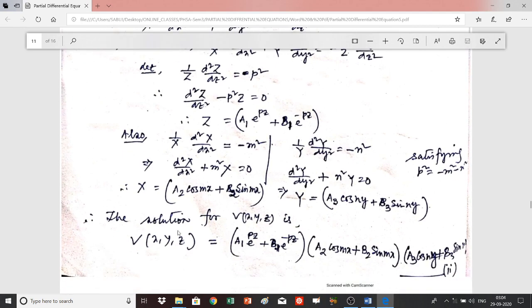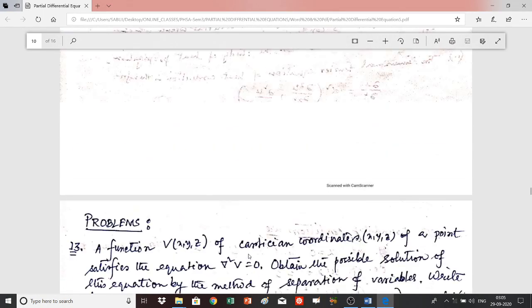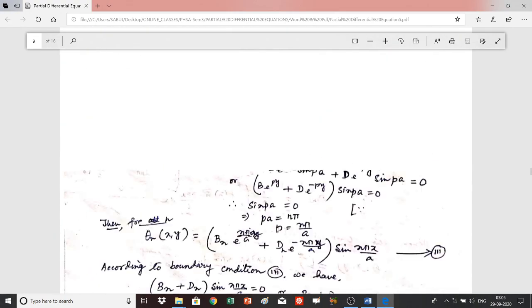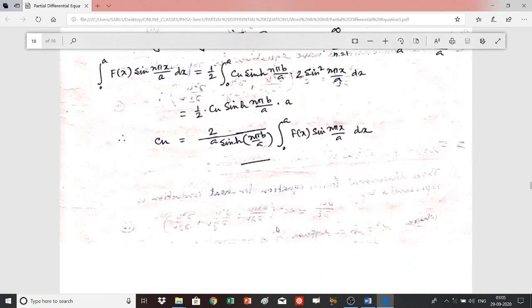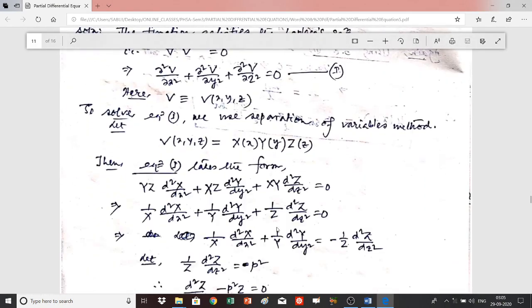So the complete solution is V(x, y, z) = (a1 e^(pz) + b1 e^(-pz)) times these two values. Remember, we will use this solution in the just previous problem, problem number 12. So let us now complete the solution of problem number 3 first, and then we will come back to problem number 12.